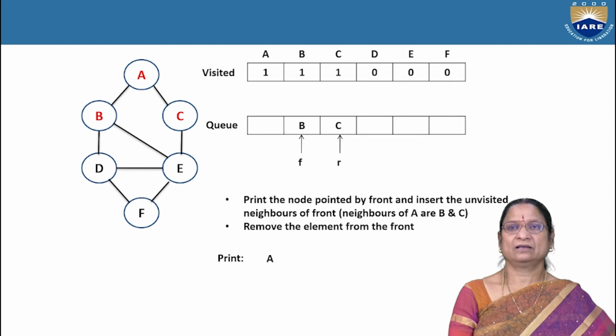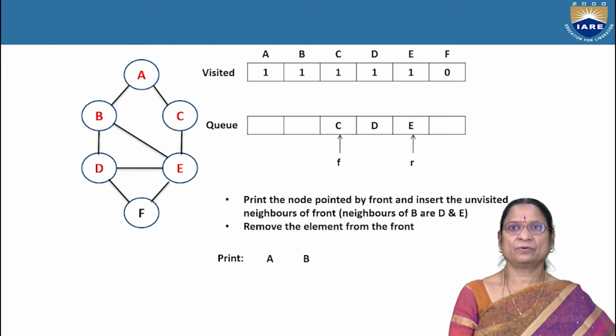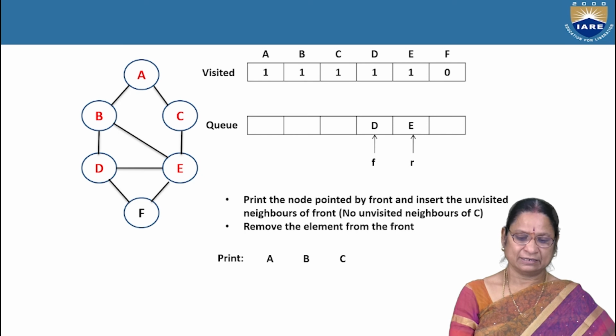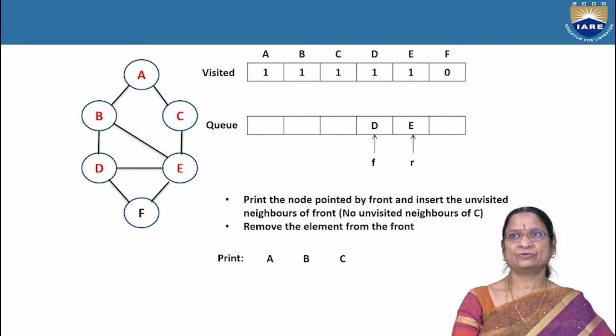So B and C are inserted into our queue, and A is already visited. B and C are also inserted into the queue, which means visited. Then we delete from the queue, that is B is deleted. All neighbors of B, meaning D and E, are inserted and their status is changed. Then C is deleted. C's neighbors are only A and E. They are already listed, so those are not going to be changed.